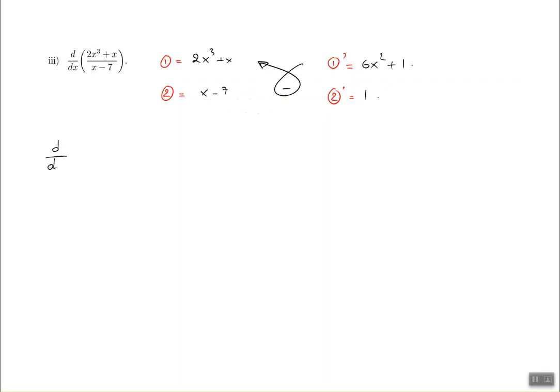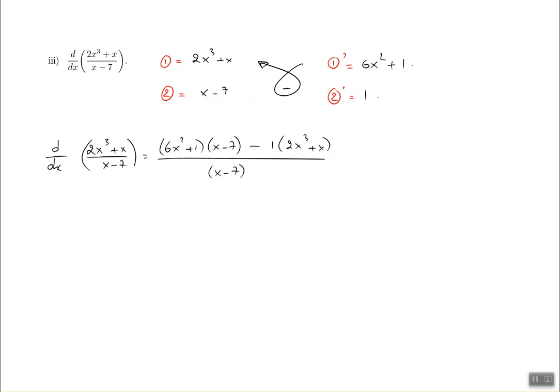So finally, the derivative with respect to x of the original question, (2x cubed plus x) over (x minus 7), is going to be some sort of a fraction where we multiply the 6x squared plus 1 with x minus 7. Then we subtract the product of 1 with 2x cubed plus x, and we divide it by the old denominator squared. So I'll FOIL everything out and combine like terms and give you the answer next.